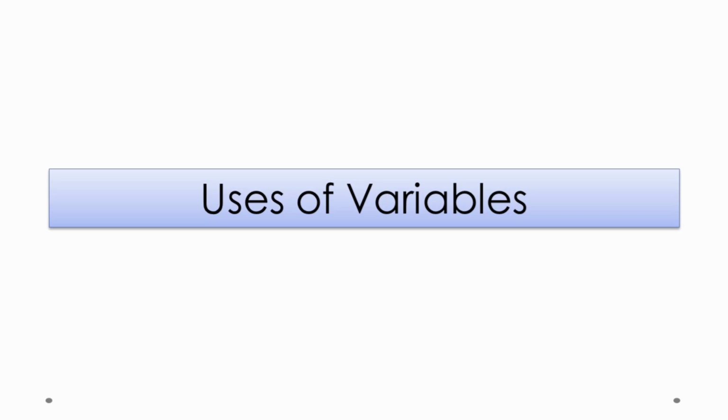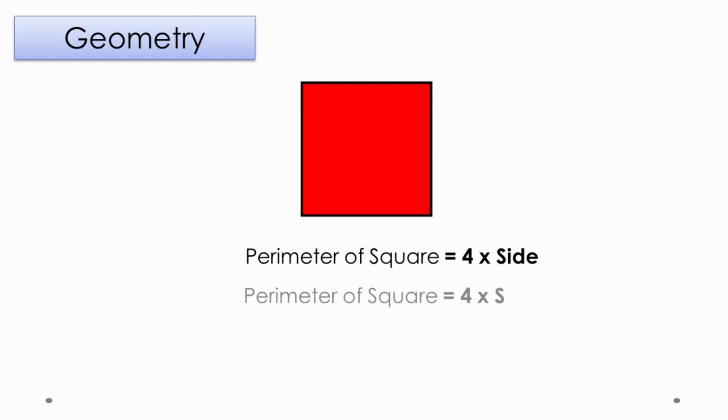We have actually been using variables in what we have already learned in mathematics. Let's begin with geometry. We learned how to find out the perimeter of a square. The formula to find out perimeter of a square is 4 into side. Now, if the given side of the square is s, then the formula becomes 4 into s. This s here is a variable, as the side of any square could be of any measure: 6, 7 or 8 centimeter and so on.